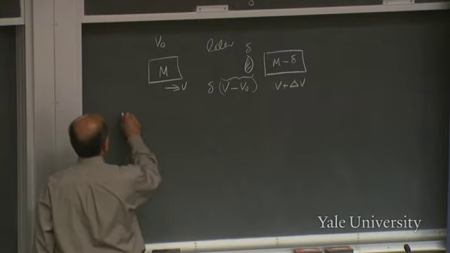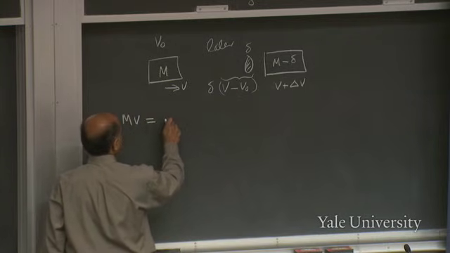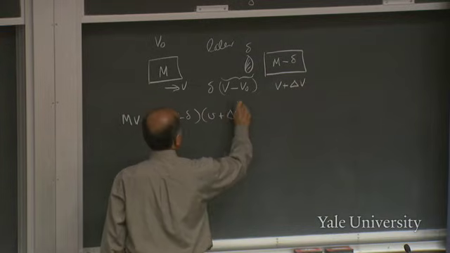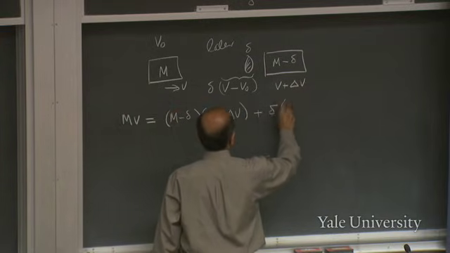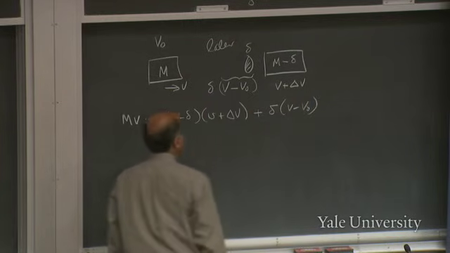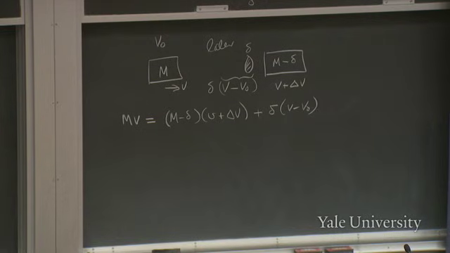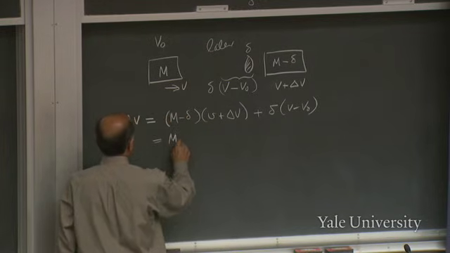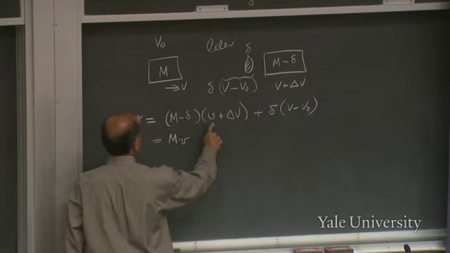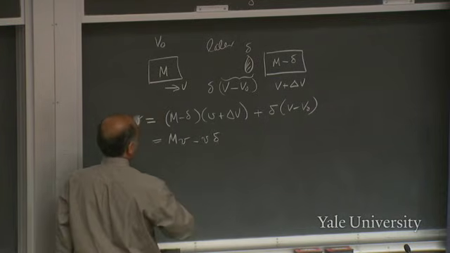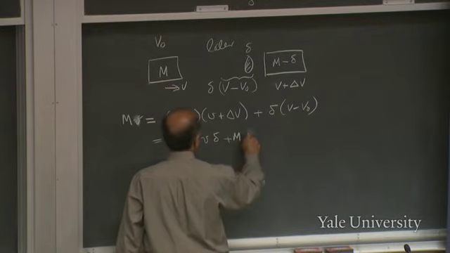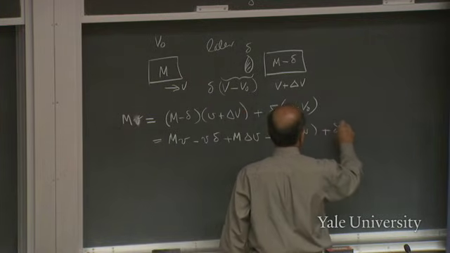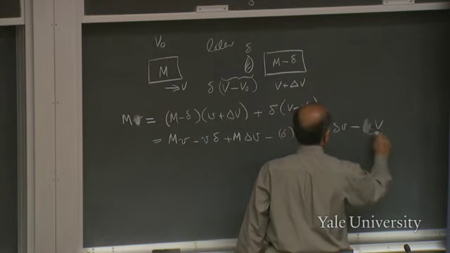So the law of conservation of momentum will say m times v is equal to (m minus delta) times (v plus delta v) plus delta times (v minus v0). This is momentum before and momentum after equal. So you open out this bracket, you get mv, then minus v delta. I don't want to call it delta v, I want to call it v delta, plus m delta v minus delta times delta v, plus delta v minus delta times v0. I want to call it v0 delta.